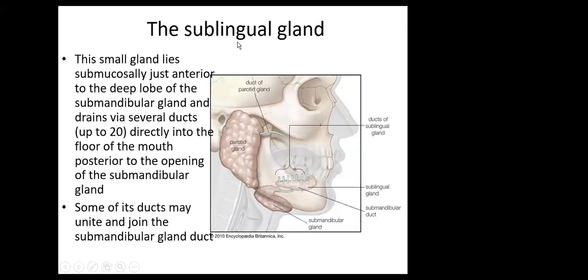The sublingual gland lies submucosally just anterior to the deep lobe of the submandibular gland and drains via several ducts, up to 20, directly into the floor of the mouth. They are posterior to the opening of the submandibular gland. This is the opening of the submandibular gland, and this is the opening of the sublingual gland, which lies posterior to it. Some of its ducts may unite and join the submandibular gland duct.